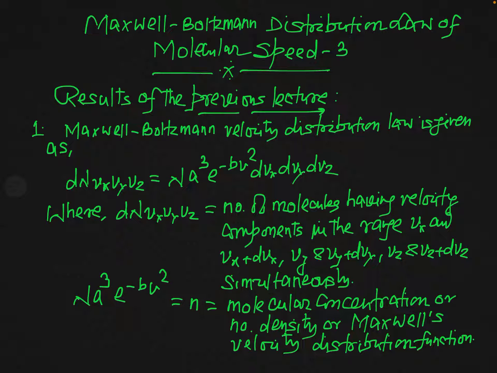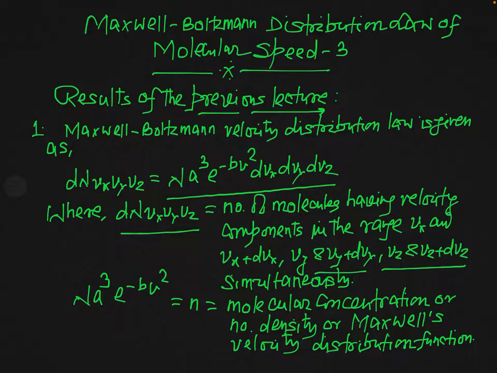This is given as dn(Vx, Vy, Vz) equal to n a cube e raised to the power minus bv square dVx dVy dVz. In fact, in this equation, what is this dn(Vx, Vy, Vz)? You have seen that this term defines the number of molecules having velocity components in the range Vx and Vx plus dVx, Vy and Vy plus dVy, Vz and Vz plus dVz simultaneously.